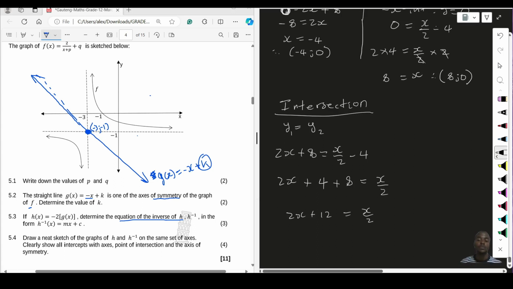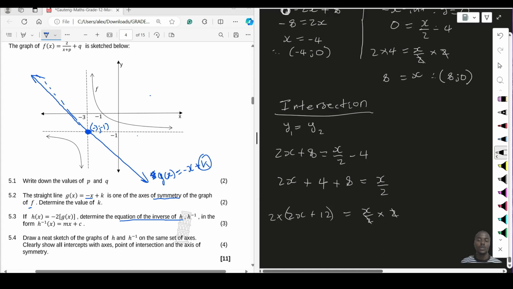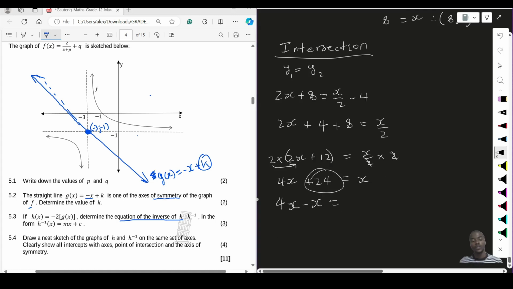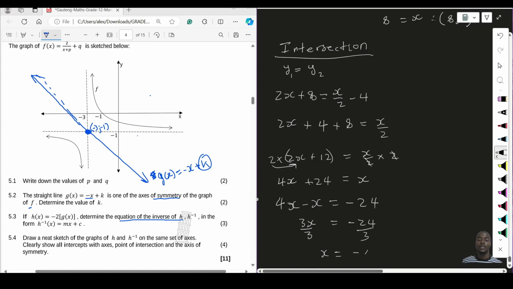Then I'm looking for x. I should multiply by 2 on both sides. The 2 will cancel. Then we have x. Then we're going to say 2 times 2x is 4x. 2 times 12, it's plus 24. Then I'm going to say 4x minus x is equals to the 24. You bring it to the other side. It gives you minus 24. Therefore, 3x is equals to minus 24. We're going to divide by 3. Therefore, x is equals to minus 8.